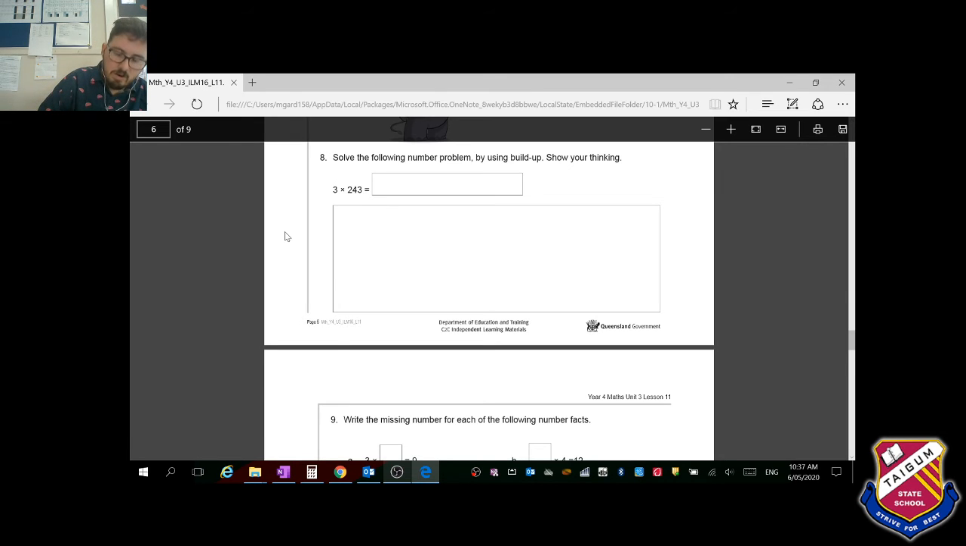So here is my answer. 3 multiplied by 243. So I think 2 times 243. 2 times 200 equals 400. 2 times 40 equals 80. 2 times 3 equals 6. So 2 times 243 equals 486. Just like that. See what I've done there?